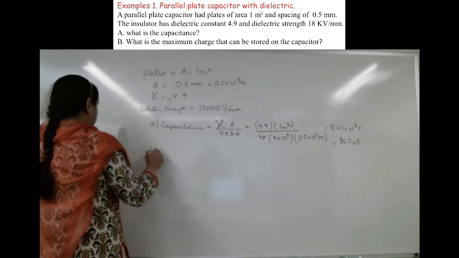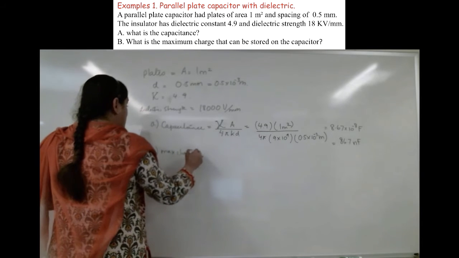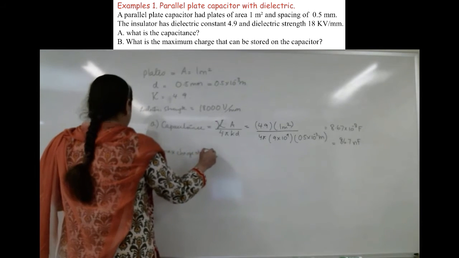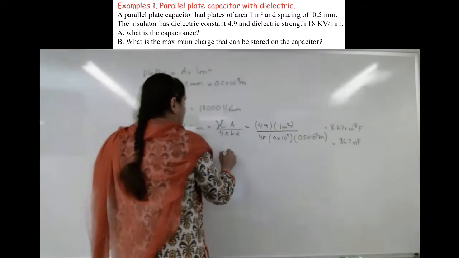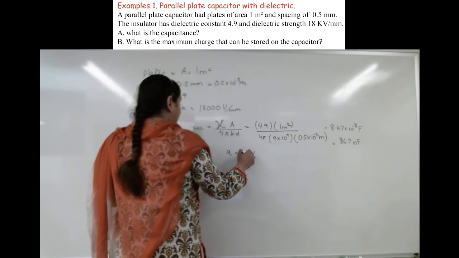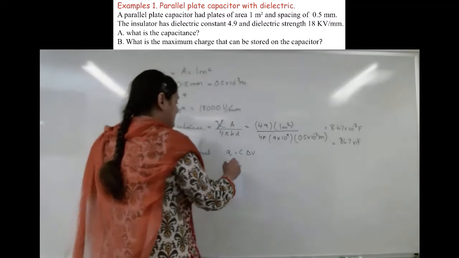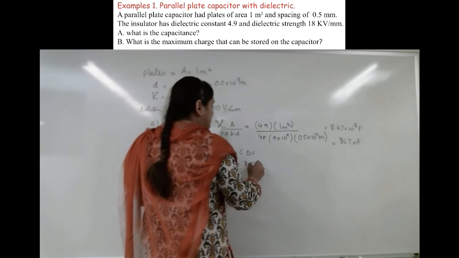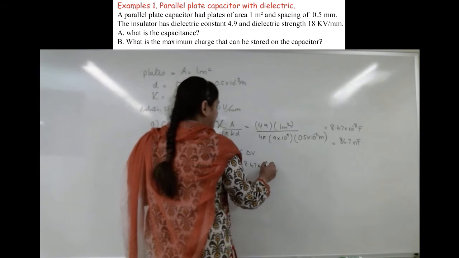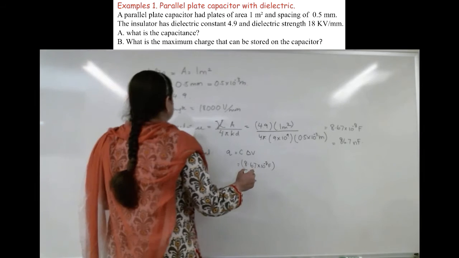Okay, part B. It says what is the maximum charge stored? Okay, so the maximum charge stored will be Q equals C delta V. What is C? It is given here. That is 8.67 times 10 to the minus 8 farad. And what was delta V?